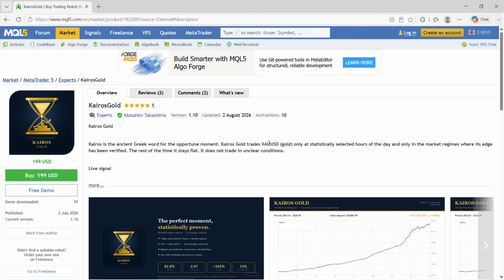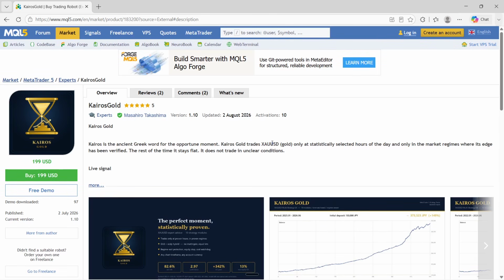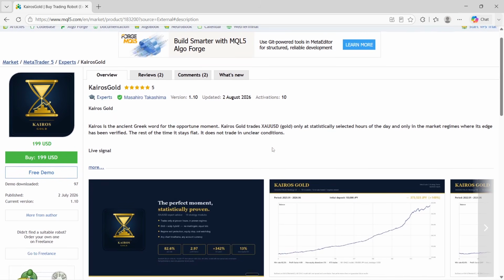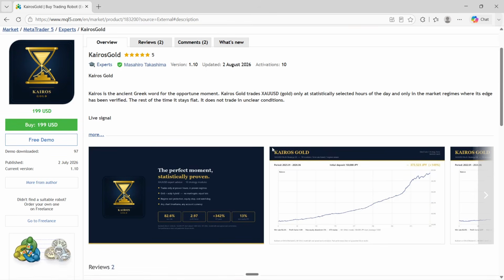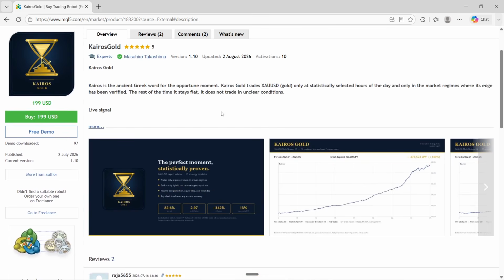Hey everyone, welcome back. Today we are reviewing the KairosGold EA for MT5. This is a selective gold system that trades only at specific hours in verified market regimes. So let's break down the design and take a look at my backtest results. As you can see, the EA goes for 199 US dollars.